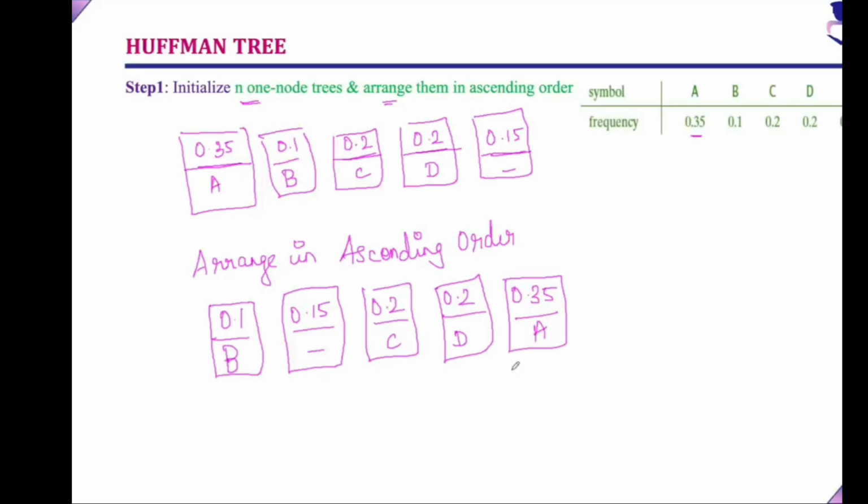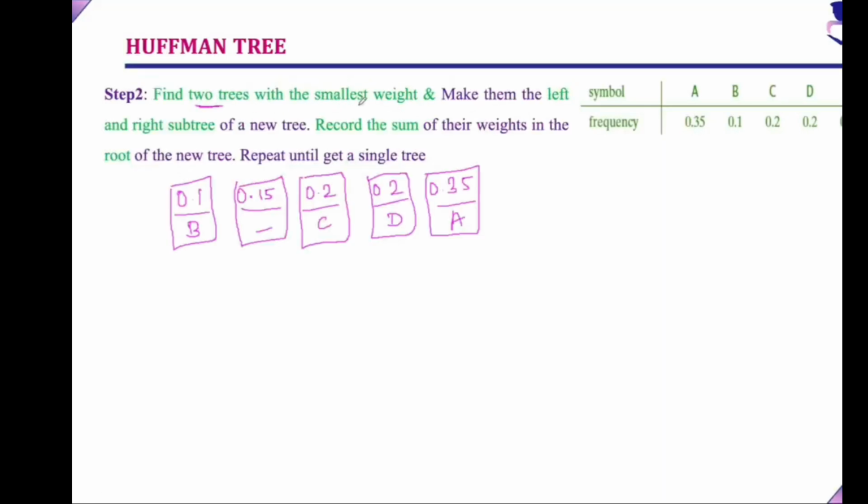Next step 2, find two trees with the smallest weight and make them as a left and right subtree of the new tree. Record the sum of their weights in the root of the new tree. Repeat these steps until you will get a single tree. Okay, so now first two trees with the smallest weight you need to add. If you are adding 0.1 and 0.15, you will get 0.25 as the sum. This sum you have to record at the root of the new tree, and B will be the left subtree, underscore will be the right subtree.